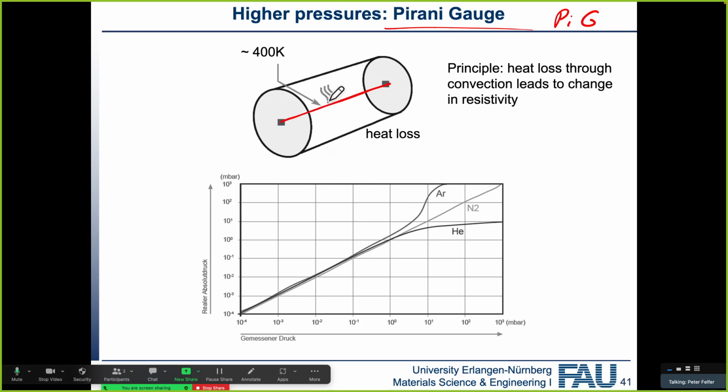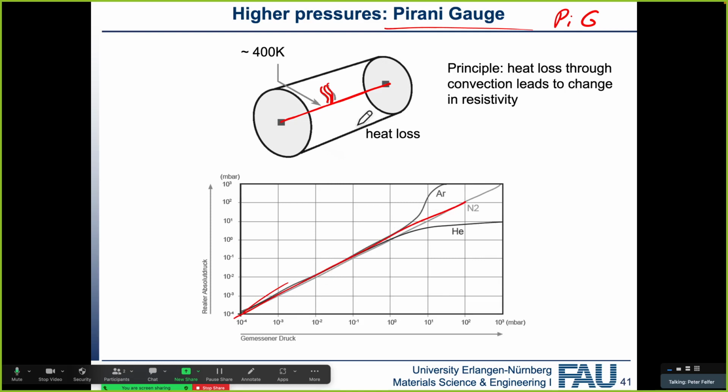And what we measure is the change in conductivity of that wire that stems from cooling by convection. So the gas molecules essentially cool the wire, and we measure the change in resistivity. Again, we have some dependency on gas type, but it's relatively gas agnostic, and it can take us roughly from 10 to the minus 3 to ambient pressure.